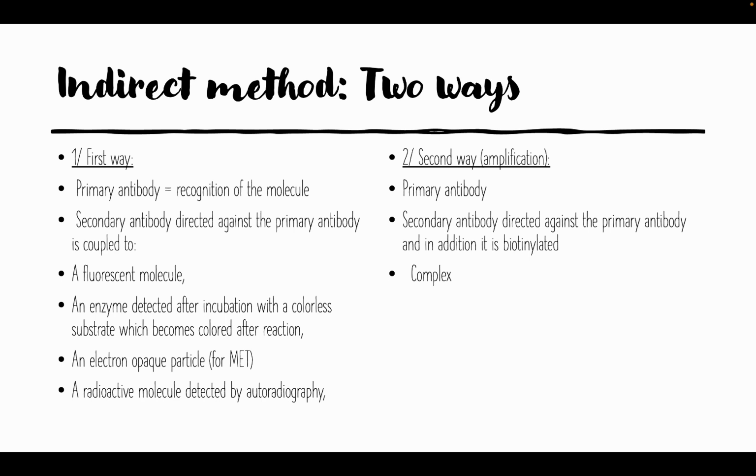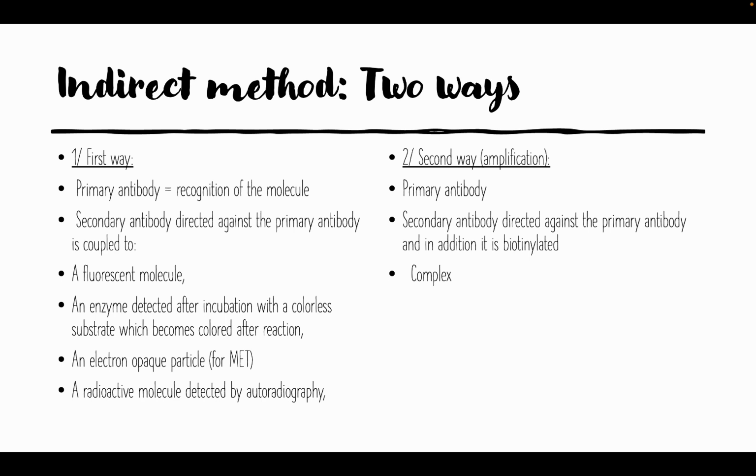Then we have the second approach, the second way, amplification. For the second way, we start with the primary antibody just like before. Then we introduce a secondary antibody which is directed against the primary antibody, but in this second way, the secondary antibody also carries something extra called biotin.